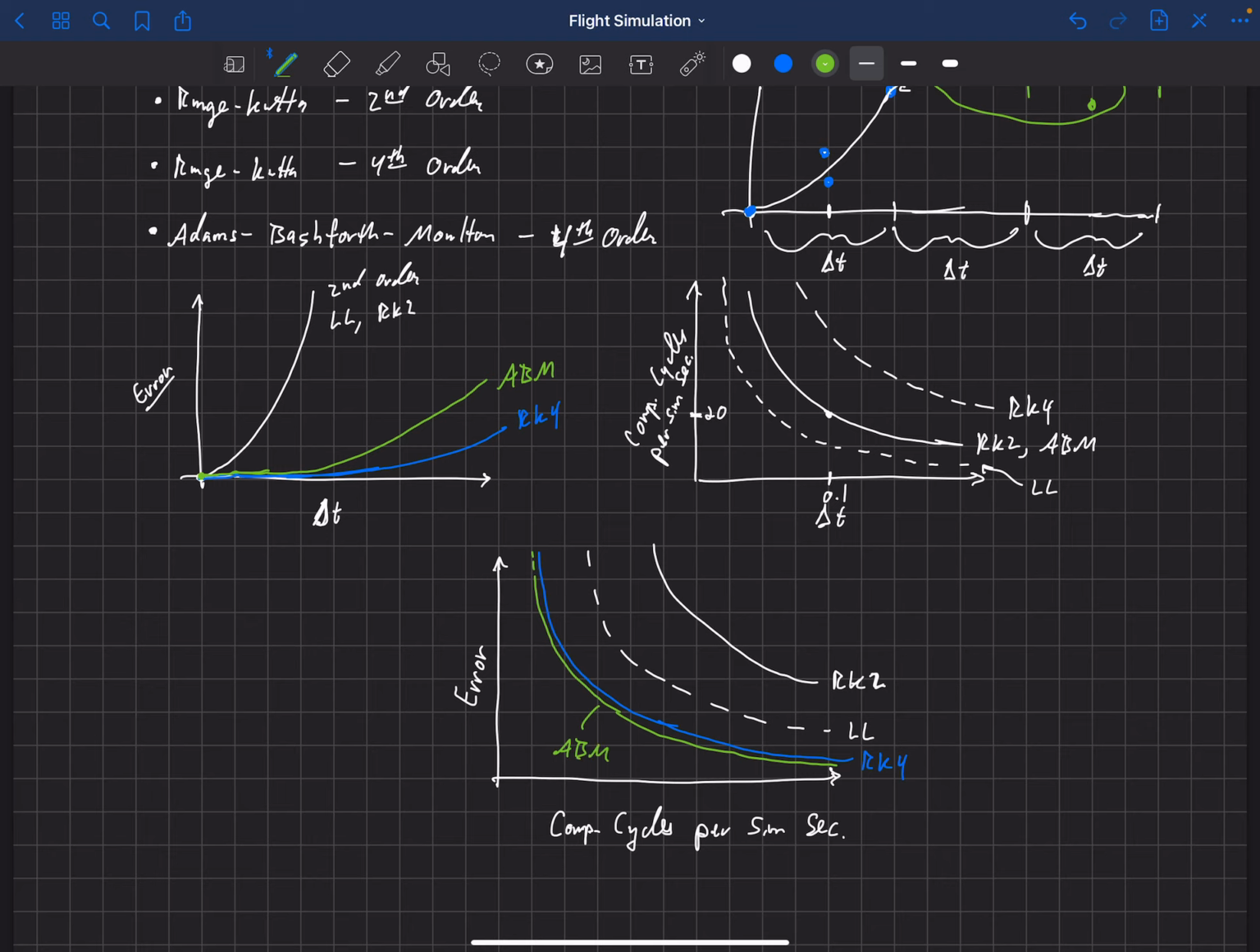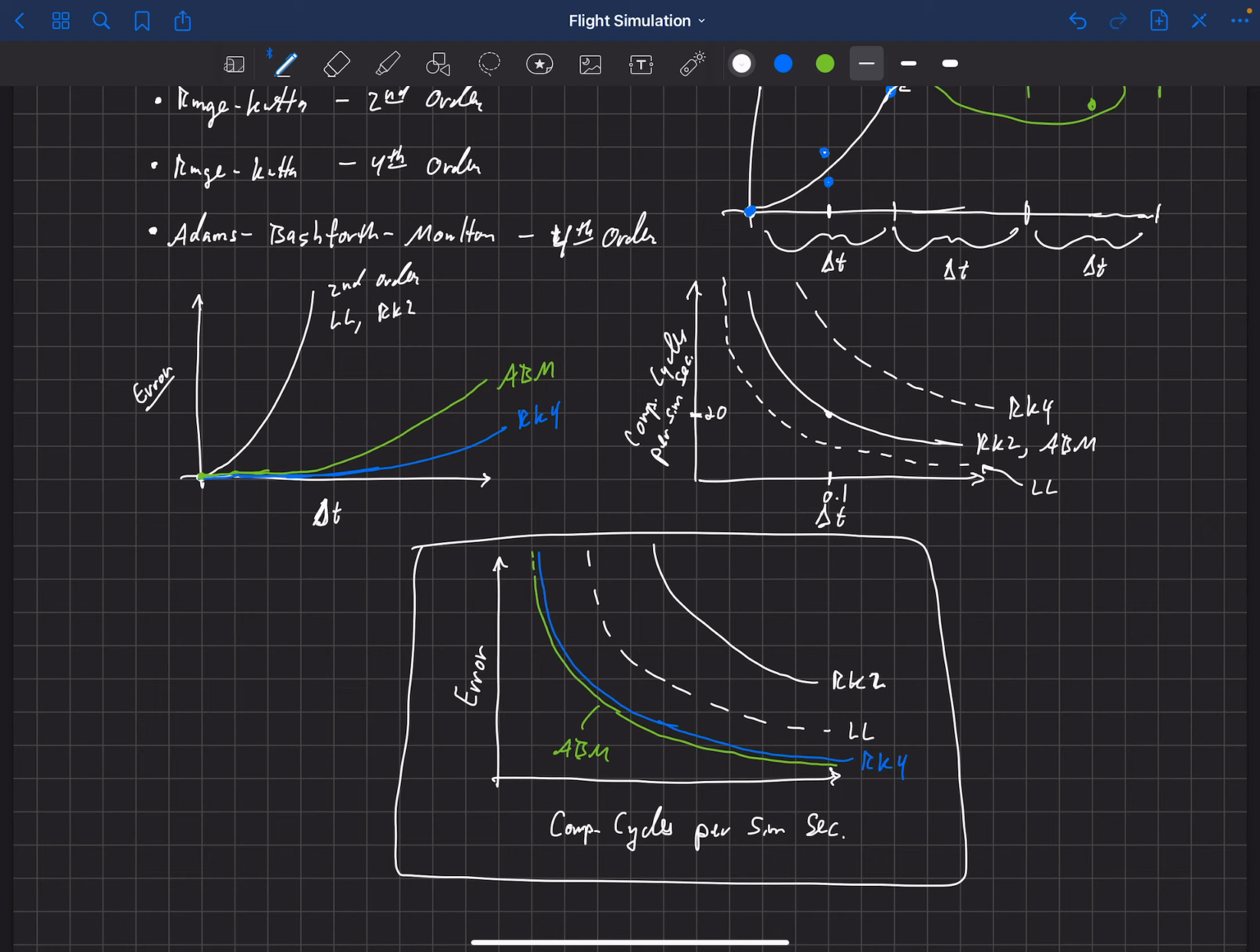Okay, so remember what we're trying to do here, and this is the best comparison that we can make between these methods, is in a plot that looks like this, where we're looking at the amount of error on the y-axis as a function of the number of computational cycles per simulated second. So this is the number of calls we're going to have to make to our differential equation on the x-axis. Of course, if we make a whole bunch of calls, that would be up on the right hand side here. So we're taking very small time steps, and then the associated calls for each of these, and then we look at the associated error.